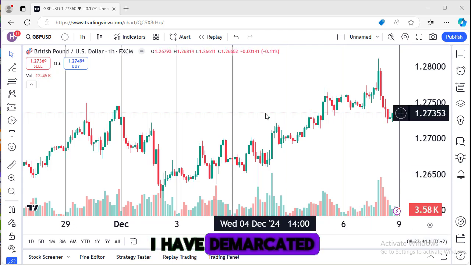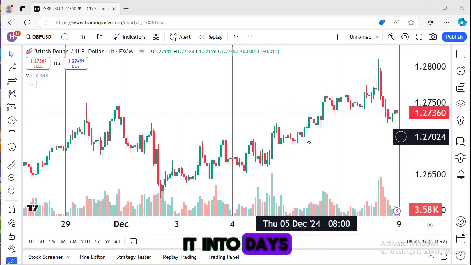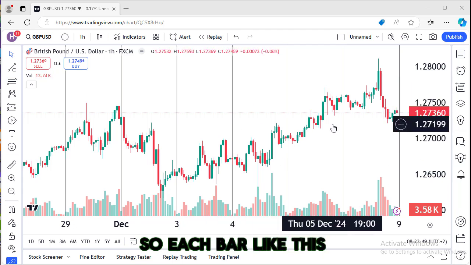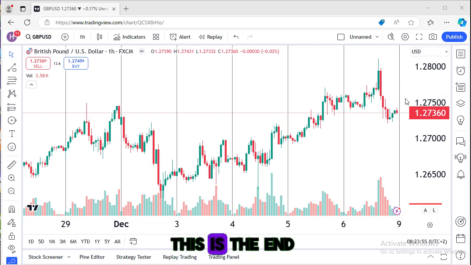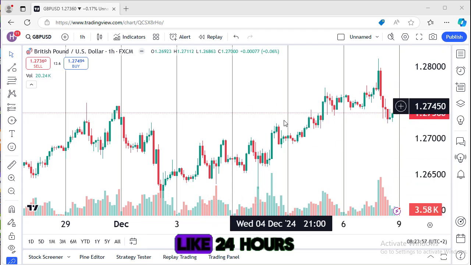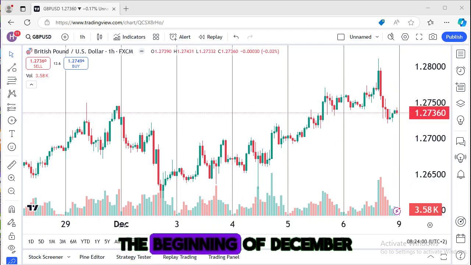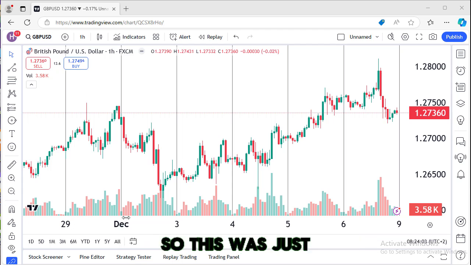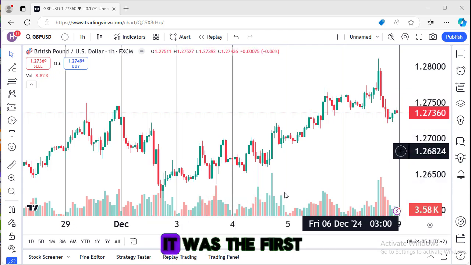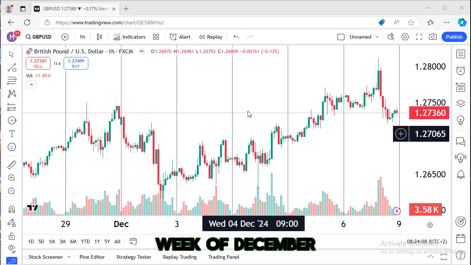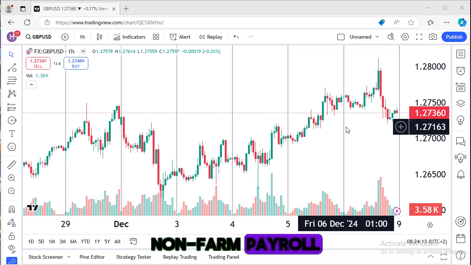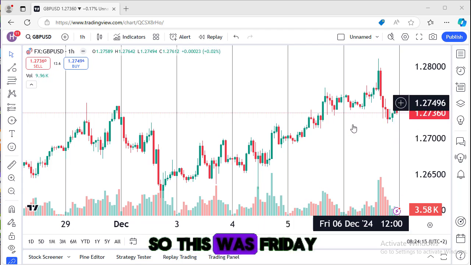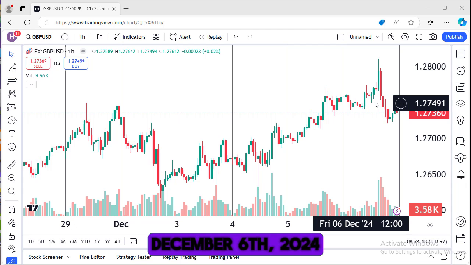I've demarcated it into days. So each bar like this shows the beginning of the day and the end of the day. This is the beginning, this is the end of the day. So each bar is like 24 hours. Now this is just the beginning of December, just last week, the first week of December. This was the week where we had the non-farm payroll. So this was Friday, the 6th of December 2024.